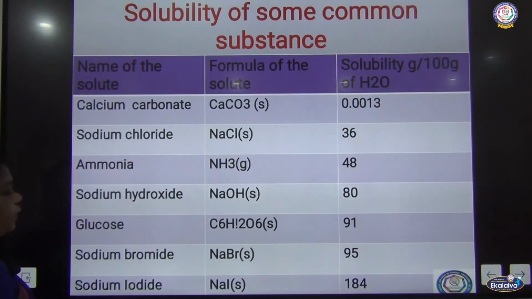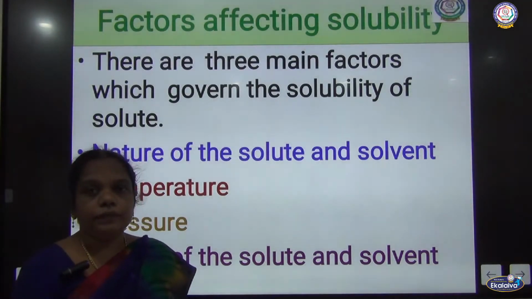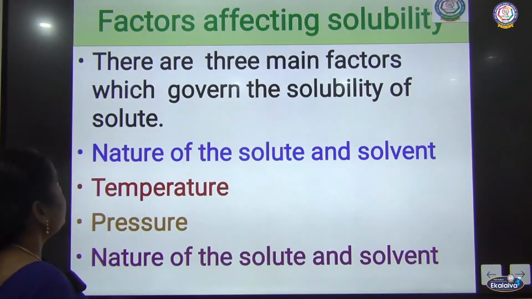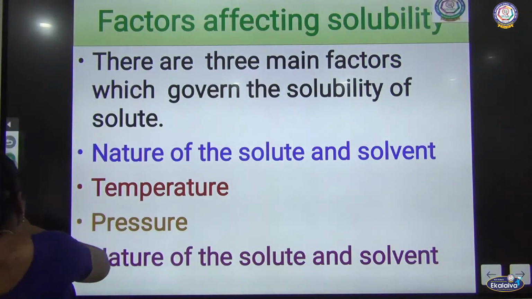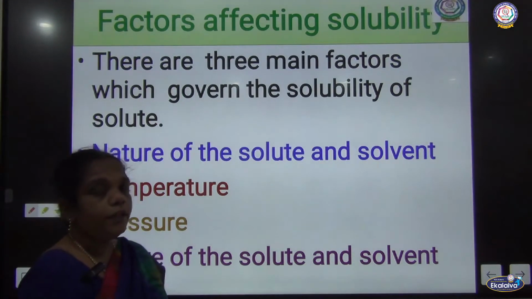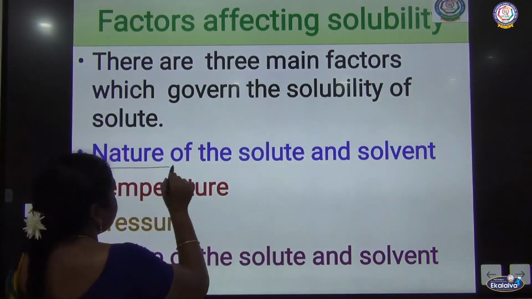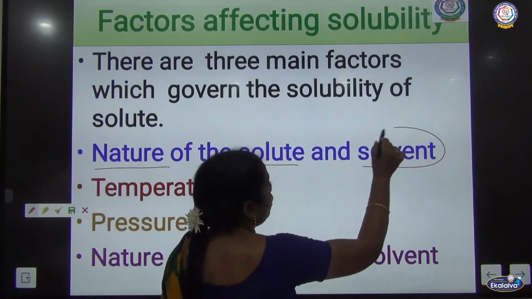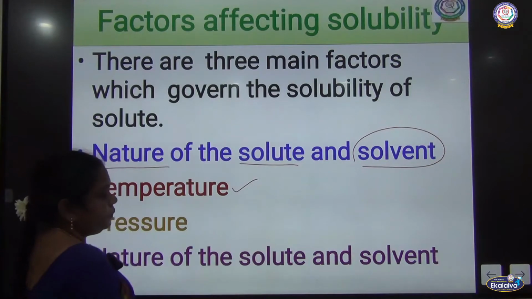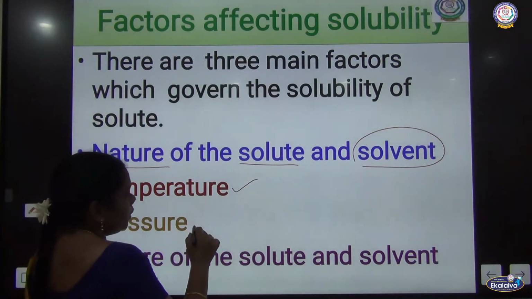And next we are going to learn about the factors affecting solubility. What are the factors that affect the solubility of a substance? Now see, there are three main factors. One is the nature of the solute and the nature of the solvent. The next factor is temperature, and the next is pressure.